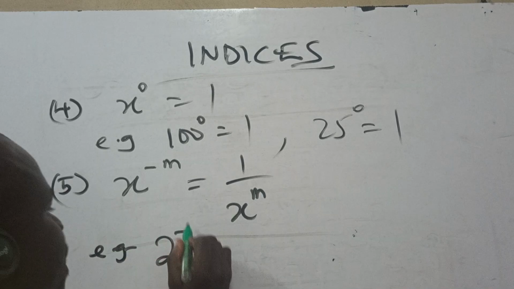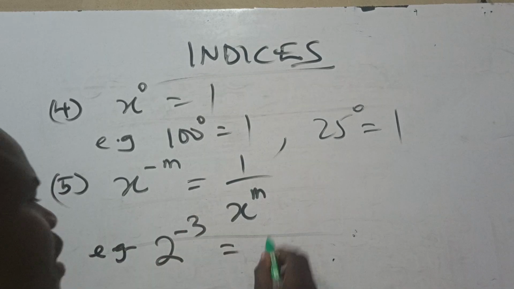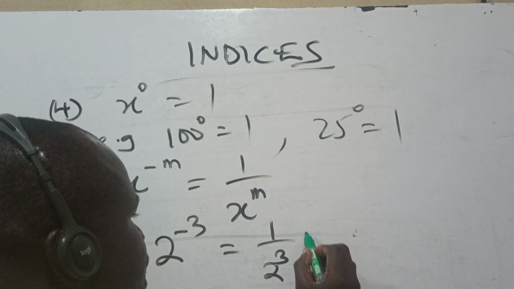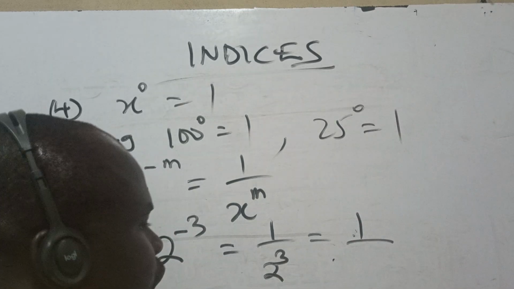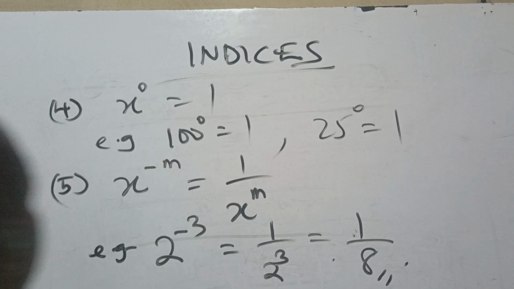E.g., when you have 2 raised to power minus 3, how do you get this? Just say this is 1 all over 2 raised to power 3. And that's going to give us 1 all over 2 in 3 places. 2 times 2 times 2, and that is 8. 1 all over 8. And that is what you get.